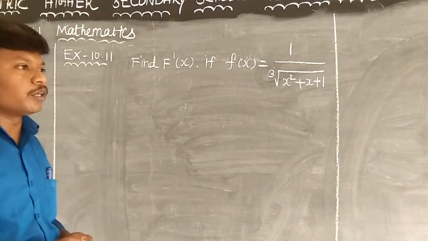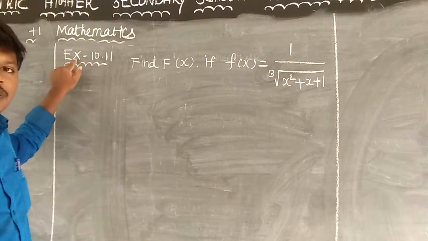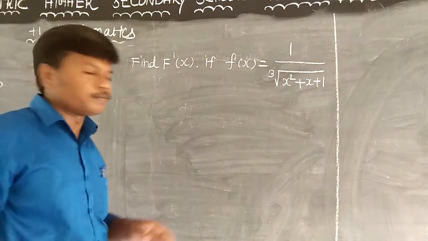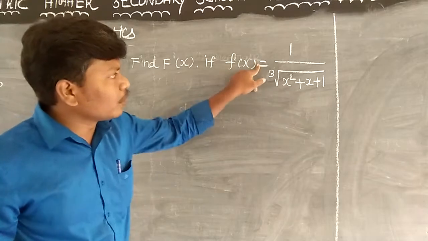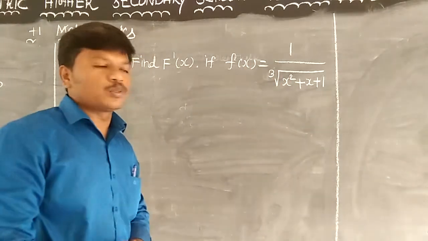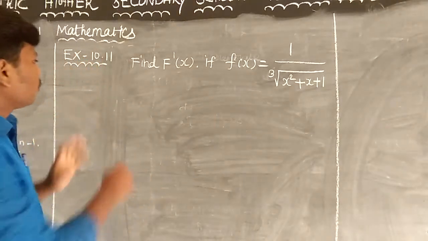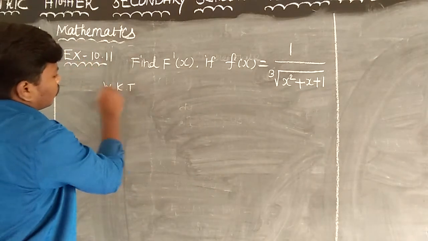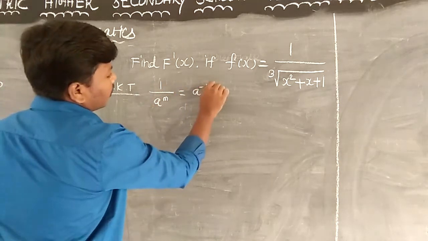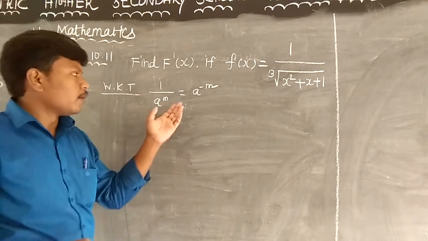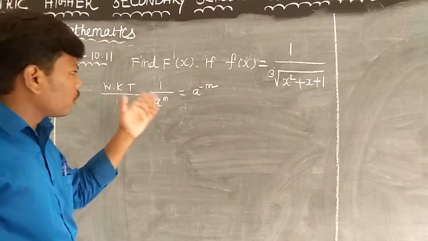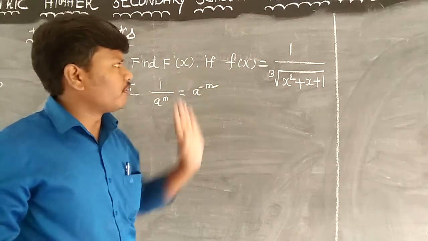Okay, students, we are going to see the next problem. Example 10.11. The question is: find f dash of x if f of x is equal to 1 by cube root of (x square plus x plus 1). So this is the question. We know that 1 by a power m, we can write as a power minus m. Okay, this is the power rule. We studied this in 8th standard. So now we are going to use this formula for this problem.